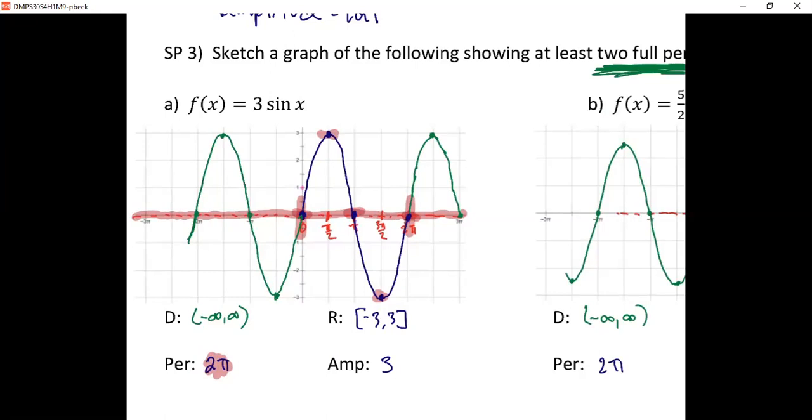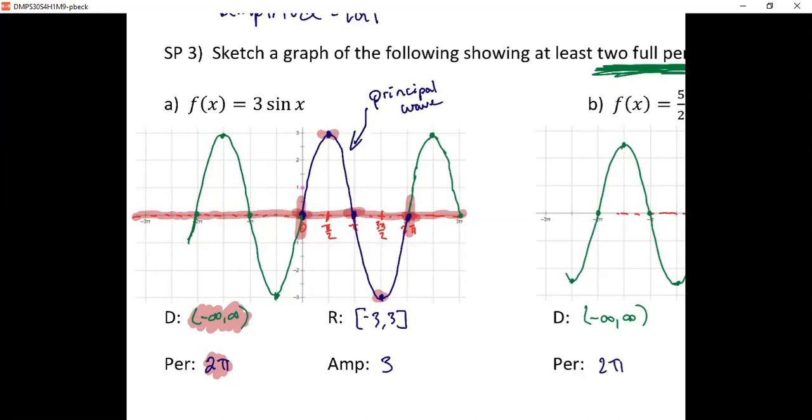Now, remember, the domain is all real numbers. So what you see in blue is what I call the principal wave. This is the principal wave because this is the one that we are generating based off of the equation and based off what we know about sine of x, which you can call a parent function. So the principal wave is in blue, and then I extended that principal wave on in green.